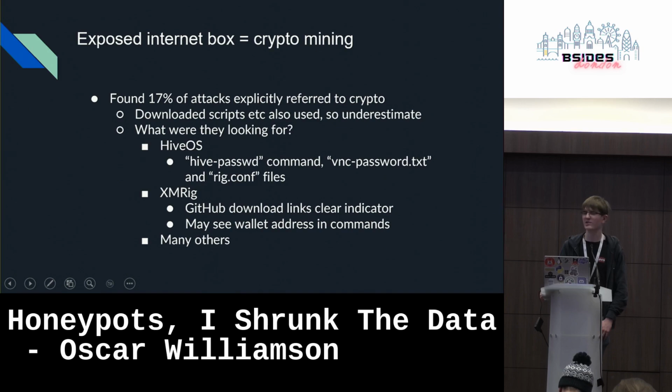So what were these crypto mining attacks looking for? Well, a big one was looking for Hive OS systems, which is a distribution specifically for crypto mining. You can tell that because it's using a specific command, Hive password. Or it's looking for VNC passwords.txt, because apparently Hive OS stores its VNC passwords in plain text, and also a configuration file. Also saw a lot of xmrig, which is a miner, so you can identify that by spotting the GitHub download link. And there, you've got another interesting indicator that you could use for threat intelligence, because a lot of the commands had the wallet addresses in them, so you could use that to map again later. And there are a lot of other different crypto miners being downloaded or looked for, etc.